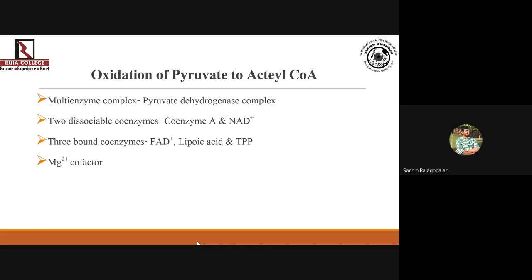Because pyruvate is generated in the cytoplasm, I want these pyruvates to now enter Krebs cycle. But for that, they need to travel. They need to cross 2 hurdles. Can you tell me what those 2 hurdles are? For pyruvate to reach the matrix, what are the 2 hurdles?